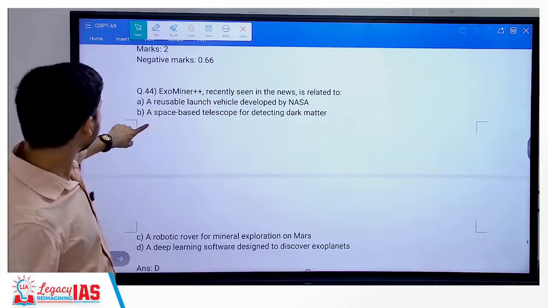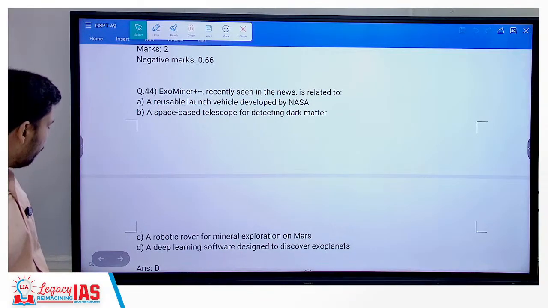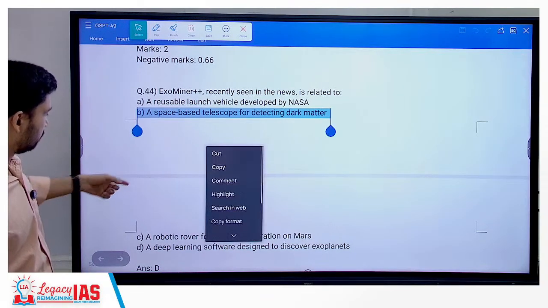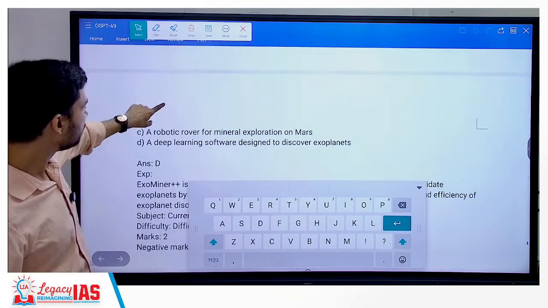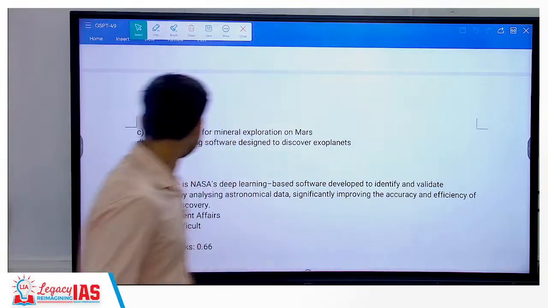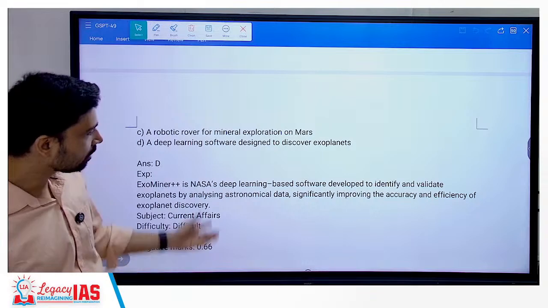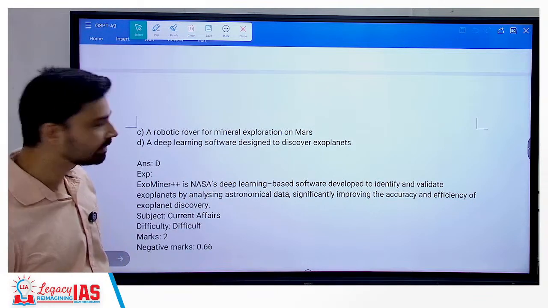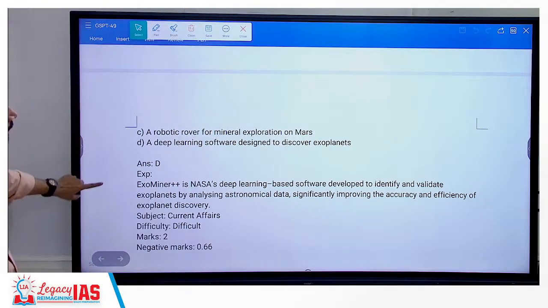Then we have the Exo Miner++, recently seen in the news, which is related to D. A deep learning software designed to discover exoplanets, developed by NASA. It analyzes astronomical data and improves the accuracy and efficiency of exoplanet discovery. So, again a factual current affairs based question, deep learning software.